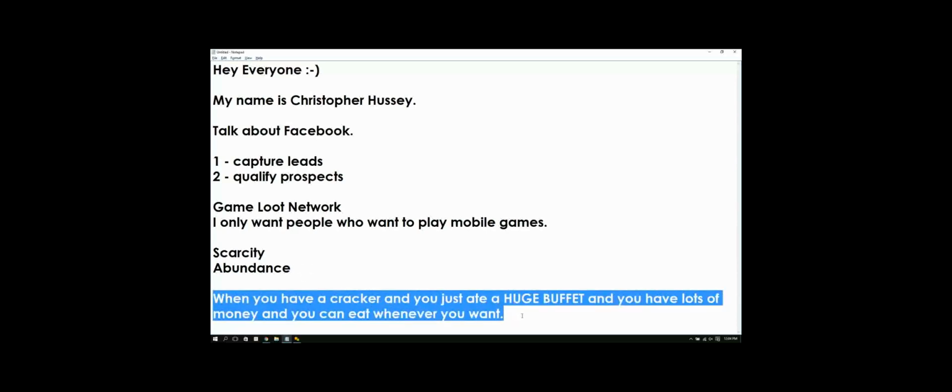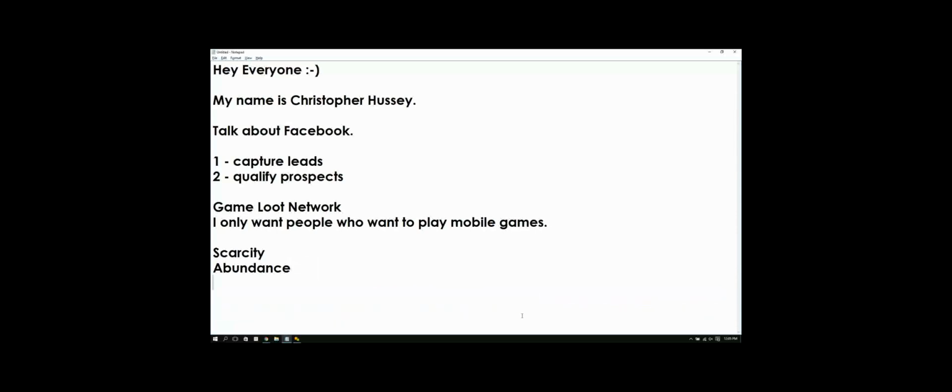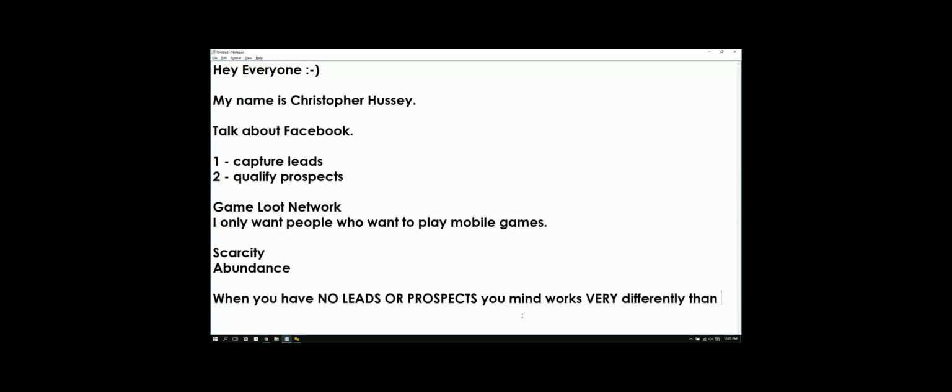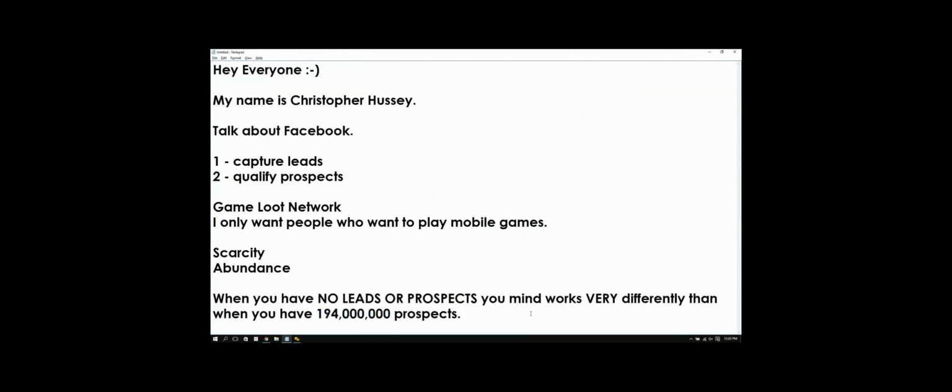The same thing happens psychologically when you have no leads or prospects. Your mind works very differently than when you have 194 million prospects. You see the difference? If you knew that you could put your ad in front of 194 million people, you would act differently than if you could only put your ad in front of 10 people. Amber, does that make sense the way I'm saying that?